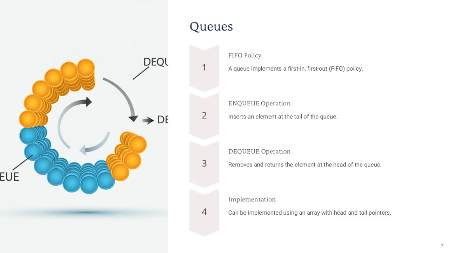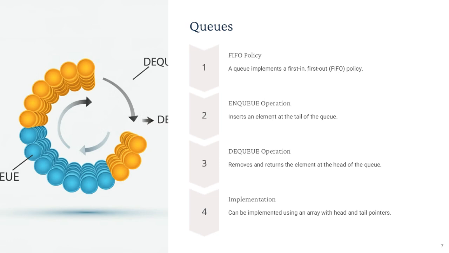The two main operations associated with queues are enqueue and dequeue. Enqueue adds an element to the tail of the queue, while dequeue removes an element from the head. This ensures that the order of elements is preserved as they are processed. Queues are typically implemented using arrays, with pointers indicating the head and tail positions. When the tail reaches the end of the array, it wraps around to the beginning, creating a circular queue. This implementation maximizes space efficiency.